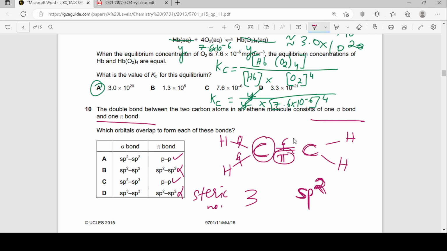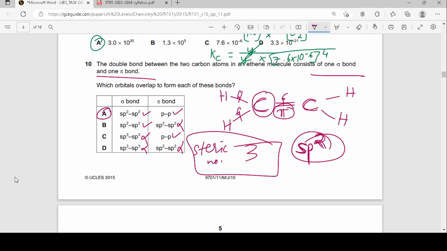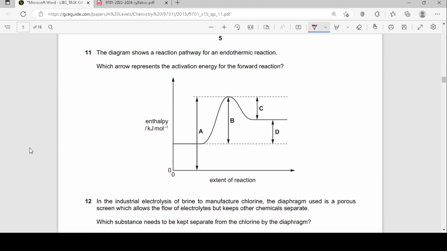So if it's sp2, because I have steric number 3, that means it's going to be sp2, not sp3, because you have a double bond. So sp2 means the answer is A. So p in pi bond and sp2 in sigma bond, because the hybridization is sp2, so that means sp2 is forming. Now the next question.